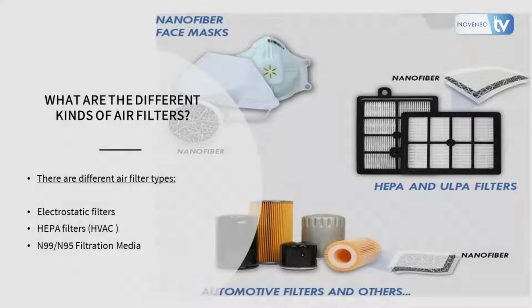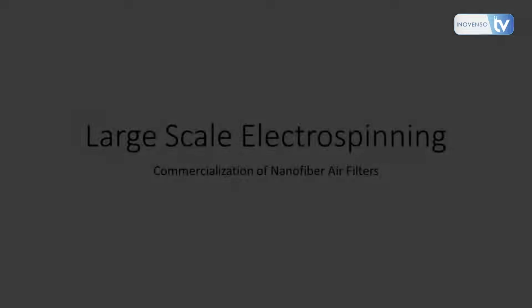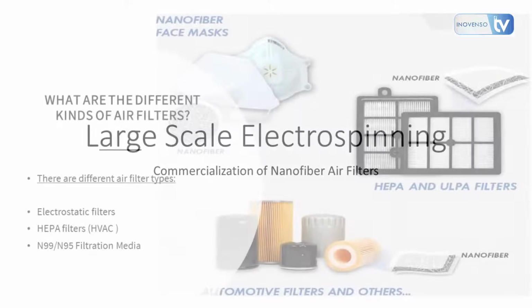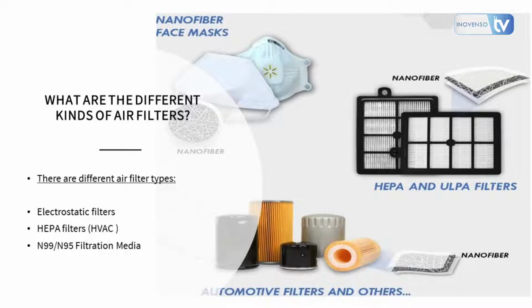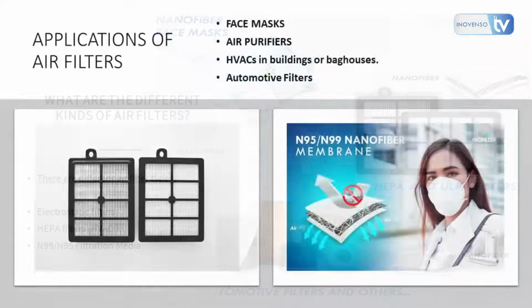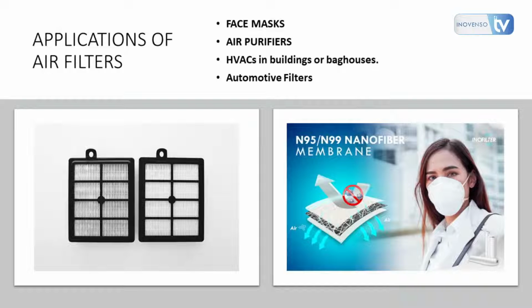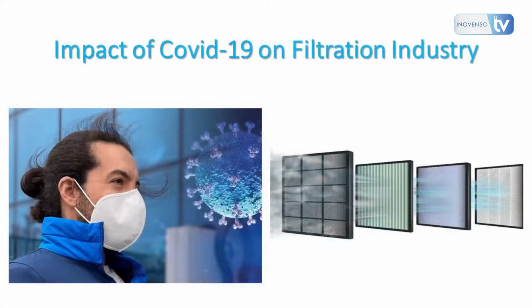Large scale of electrospinning. So first, we have different types of filters. And today, we are going to focus on 3 specific filters, which are electrostatic filters, HEPA filters, and N99 and N95 filtration media. So I would like to give you brief information for each of them. Electrostatic filters, they're using small cotton and fibers. Electrostatic filters create a static that acts as a magnet for dust and other airborne particles.